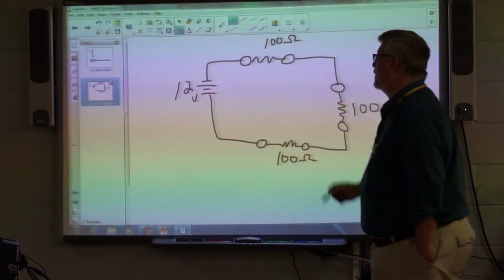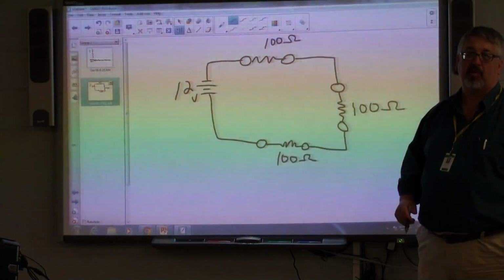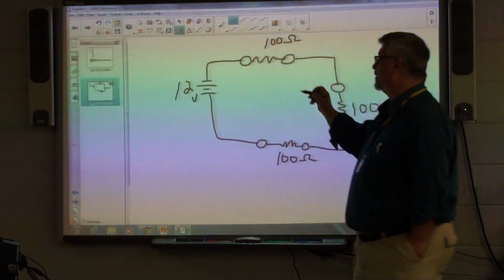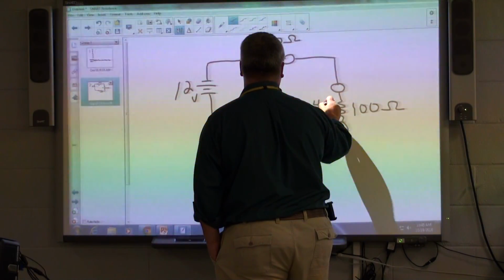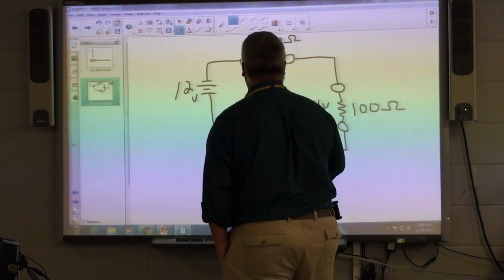Okay? So what am I dropping across each one of those when I'm working correctly? 4 volts, right? Because they're all the same value. Now, if they were different values, we'd have to do the calculation. And we'll do one like that in a minute.